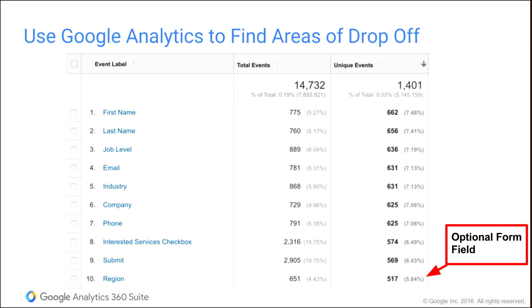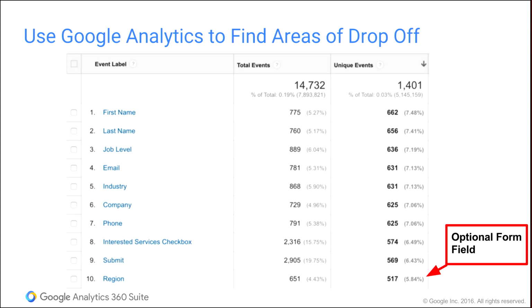There's a couple of interesting things here, though, that I see from this data. So if you look at line 9 in particular, the submit line, you can see that the total events is 2,905, whereas the unique events is 569. So that actually lets me know that there might be something going on here in this form. People are clicking that submit button over and over, but they're not actually able to submit. That could be because they're not filling out all the fields, or that they're trying to submit before they're ready. And that's actually the case.